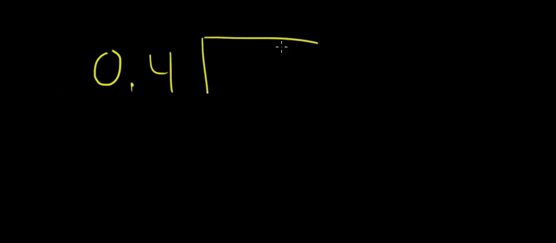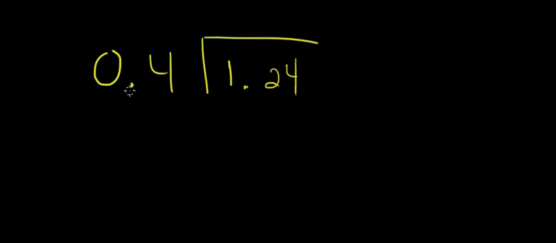Listen, I'm going to show you what we're doing and then I'll go back and explain why we do it that way. But the bottom line is this. When we take a number like 0.4 and we're going to divide that into a number like 1.24, we're going to do a problem like that.